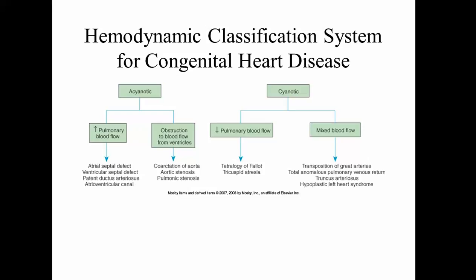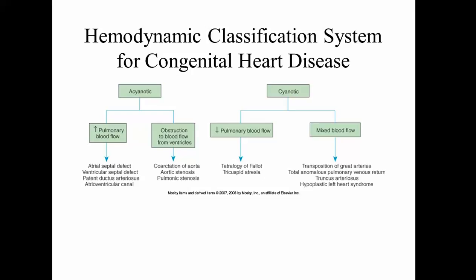And then I'll move on and talk about defects where there's some kind of obstruction to blood flow from the ventricles, and those include coarctation of the aorta, or COA, aortic stenosis, or AS, and pulmonic stenosis, PS. Then we'll end by talking about defects where there's decreased pulmonary blood flow, and examples would be tetralogy of Fallot, or TOF, and tricuspid atresia, or TA. All right.